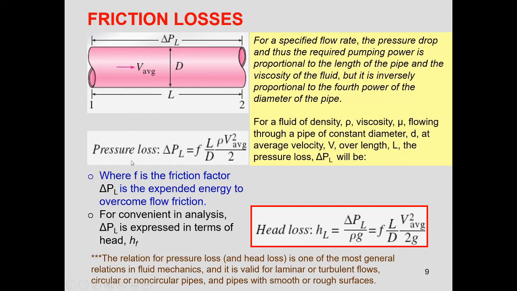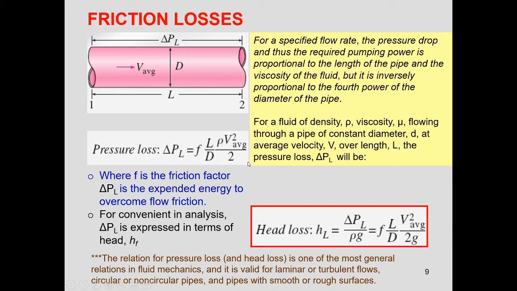2. Normally for this analysis, scientists check the pressure drop for a horizontal pipe, and they found that delta P is equal to this equation. Here f is the friction factor, and delta P is the expended energy to overcome the flow friction. You can convert delta P because the situation is a horizontal pipe: HL is equal to delta P over rho g, and then you get the head loss is equal to f L over D times V squared over 2g. The difference is just the g here, then you can get the parameter HL. Rho and g: this is the difference between head loss and pressure drop.